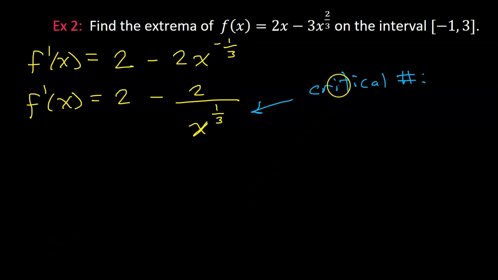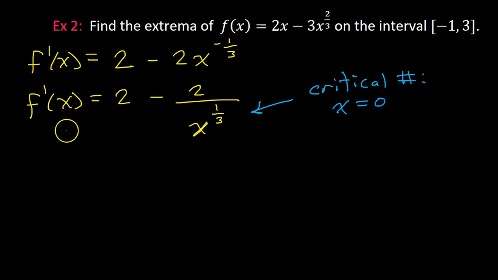At a glance, we can see our first critical number because critical numbers will occur where the derivative is undefined. And this expression will be undefined if x is equal to 0. You can't divide by 0. So our first critical number is x equals 0.